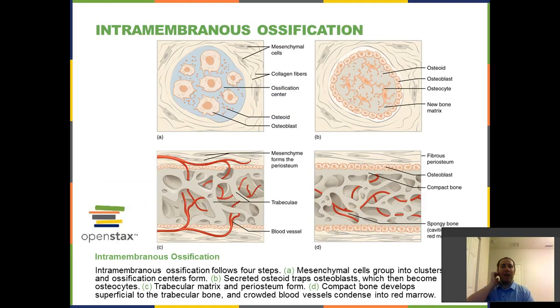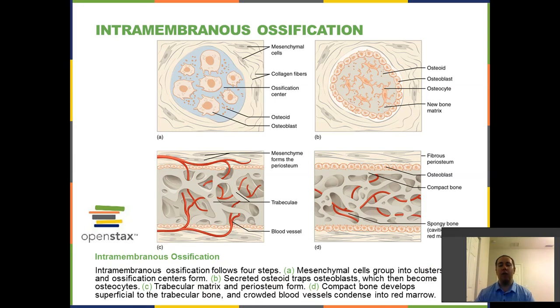So this is the intramembranous ossification. Like I said, this is a fairly complex process. We are not concerned about the details of this. You do not have to memorize this little set of steps down at the bottom of this figure. What you need to know is that intramembranous ossification makes flat bones.